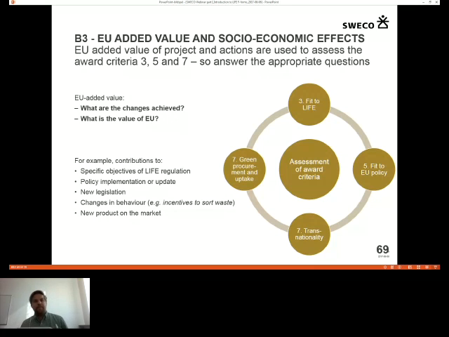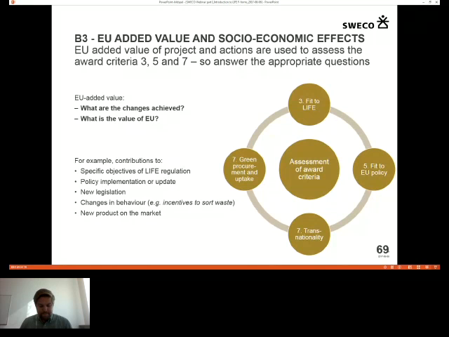So, EU added value. If you read the application guide, which you should always do when you're writing your application, it is very explicitly set out that B3, and in particular the first question, is used to assess criteria 3, 5, and 7, and that is the award criteria, which you find in the evaluation guide. As you see, there are many points at stake in these award criteria, and therefore you need to invest sufficient time into answering this question.